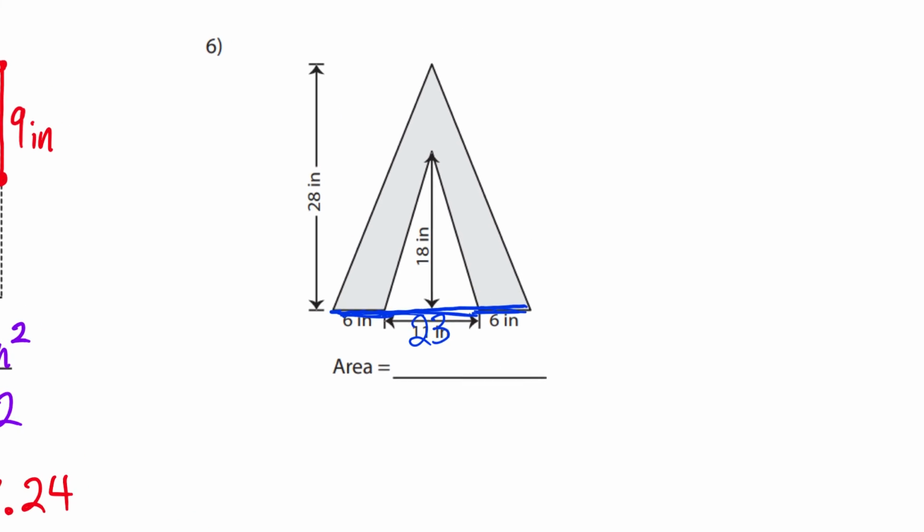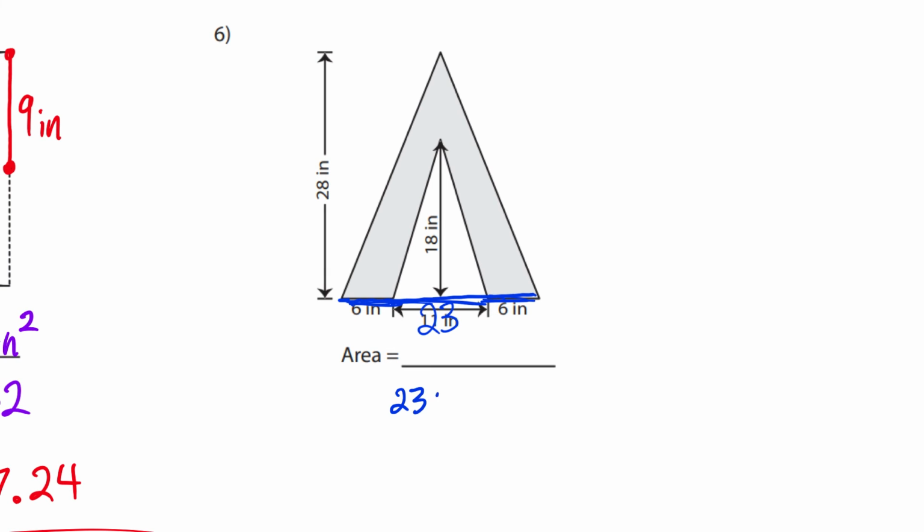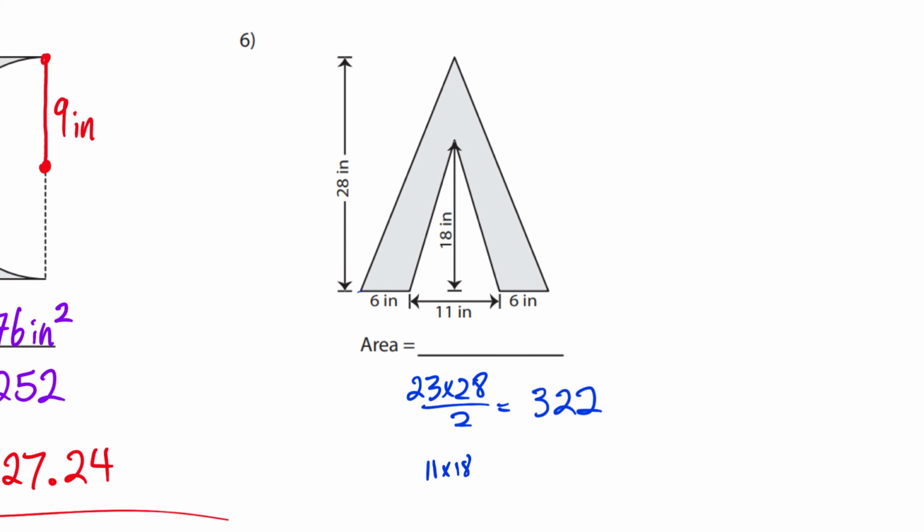The height of that overall bigger triangle is 28. So it's going to be 23 times 28 divided by 2, which is 322. Now we need to find the area of the smaller triangle on the inside that's basically cut out from there. What's the base and height of that inside triangle? 11 and 18, so 11 times 18 divided by 2 is 99. All right, so we're taking that off, and what does that leave? 223 square inches.